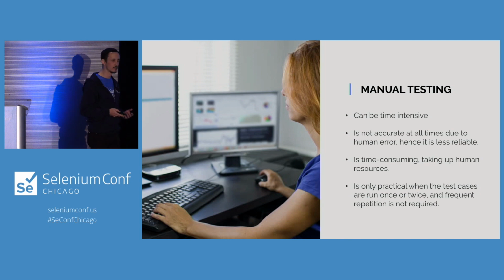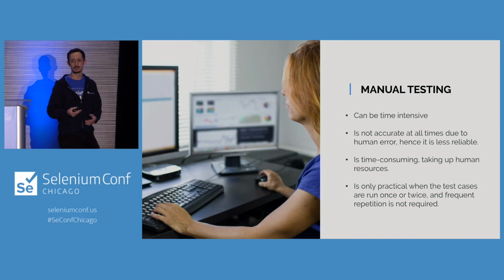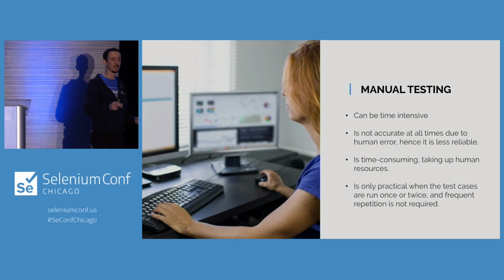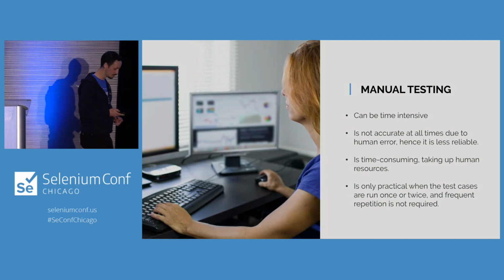And it's only practical when you're doing the tasks or running the tests once or twice. If you find yourself running through the same test scripts or the same tasks more than once or twice, you're probably going to want to see if you can start to automate it to free up some of your time so you can actually test the things that you can't automate.